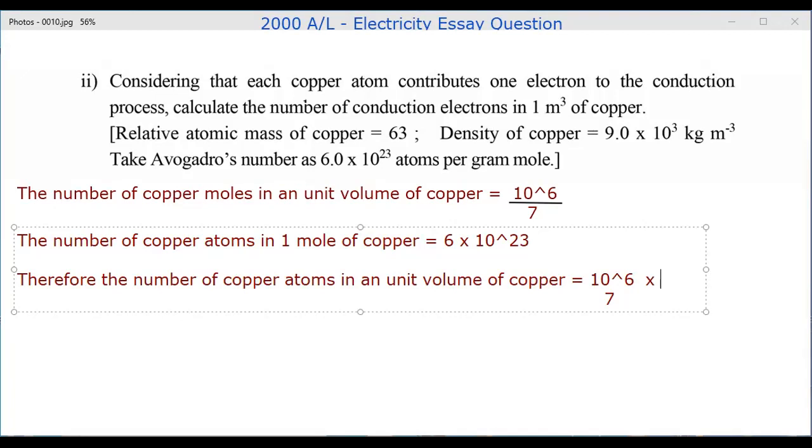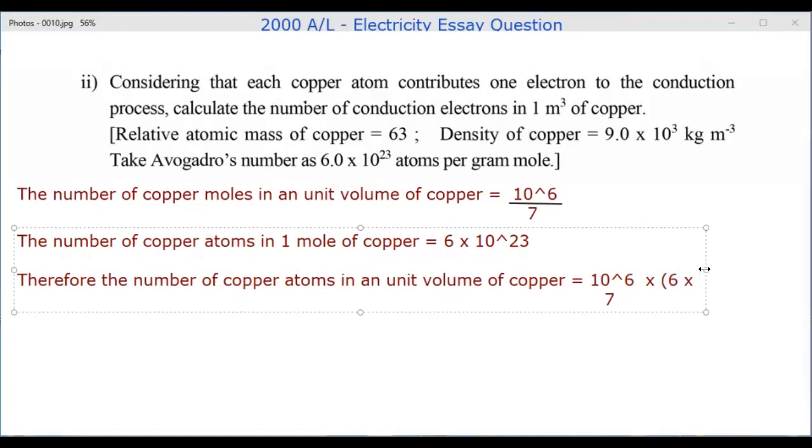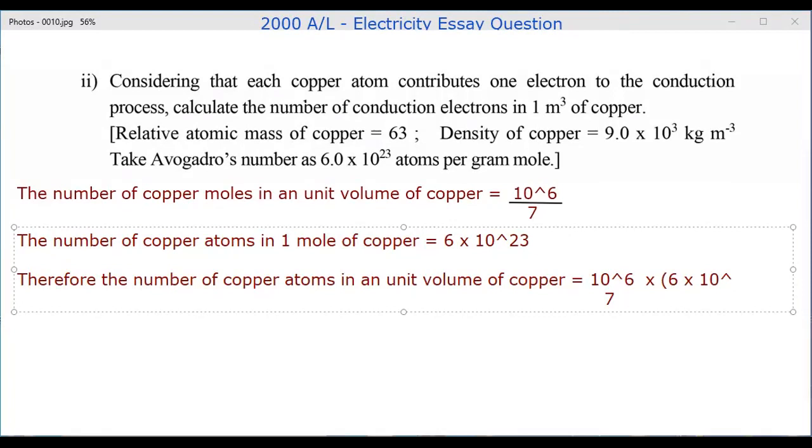We should multiply the number of moles by the number of atoms in one mole. The number of moles multiplied by the number of atoms in one mole will give us the answer. Can you do the rest and send me the answer here? You have devices now. Tell me the final answer. How many copper atoms will be there in a unit volume of copper? Give a try here.